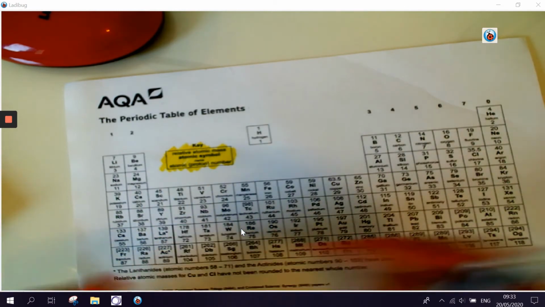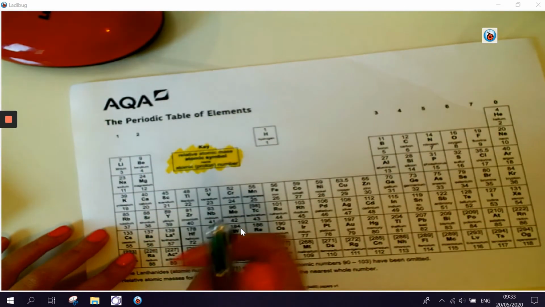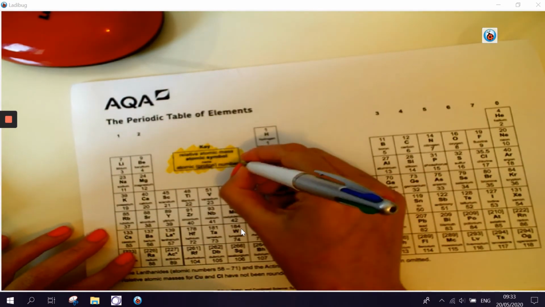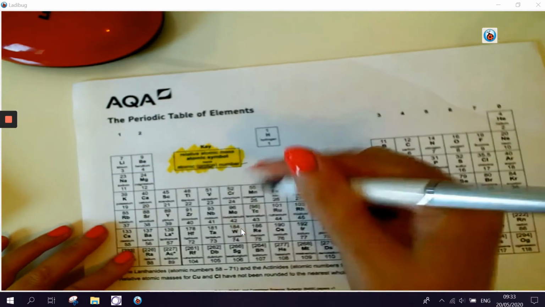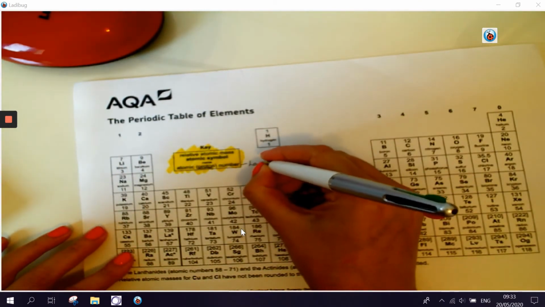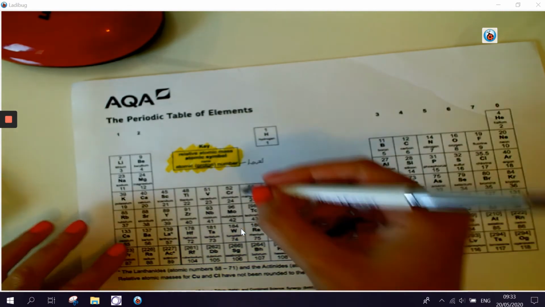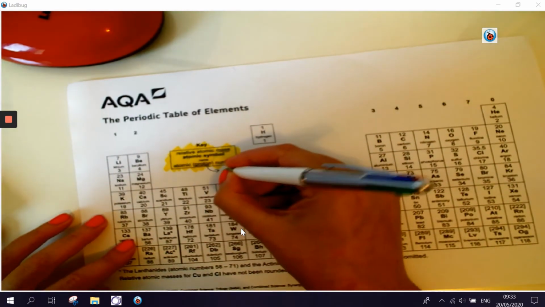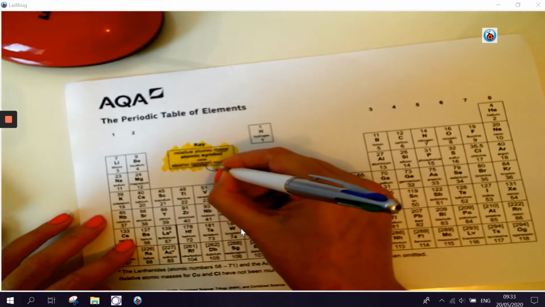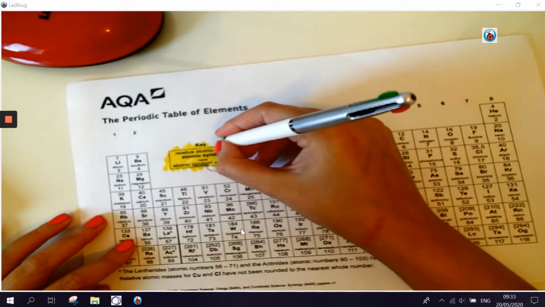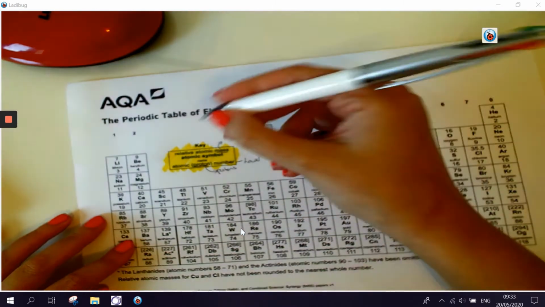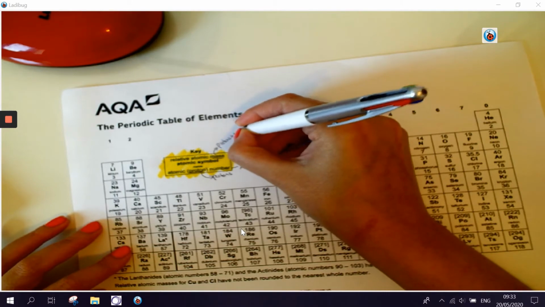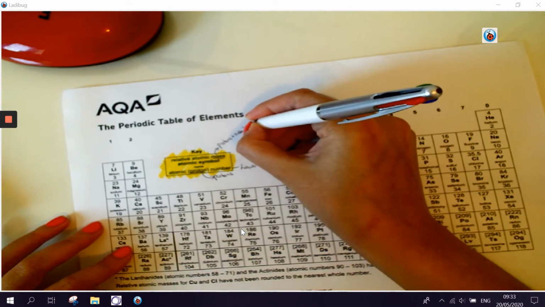The key tells us what every single number and symbol represents on this table. In that you can see that we've got the atomic proton number, which is the bottom number on each element, and it is the lower number. Then we've got the atomic mass. The proton number is the number of protons, and the relative atomic mass is the mass of the nucleus, so it is the number of protons added to the number of neutrons.